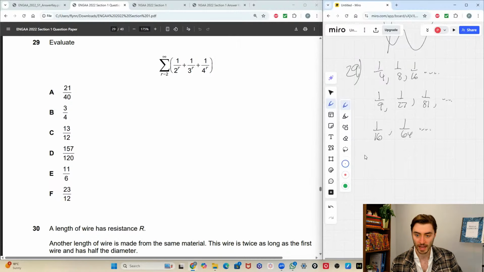So you're going to have a over 1 minus r for the first, a over 1 minus r for the second, and a over 1 minus r, come on Miro, for the third. Here I'm going to multiply top and bottom by 4. Well, it's a quarter over a half, which is multiply top and bottom by 4. So 1 over 4 minus 2, so it's 1 over 2. Cool.